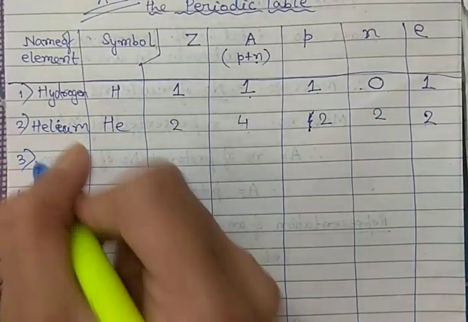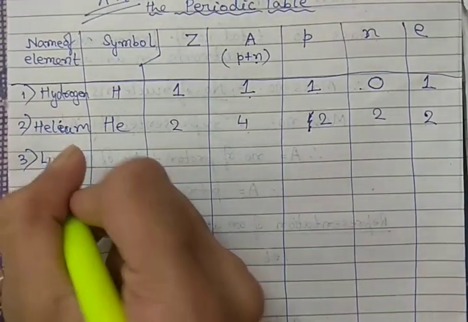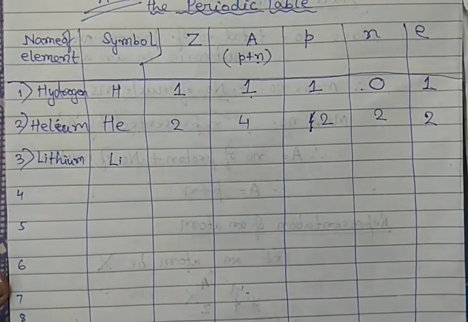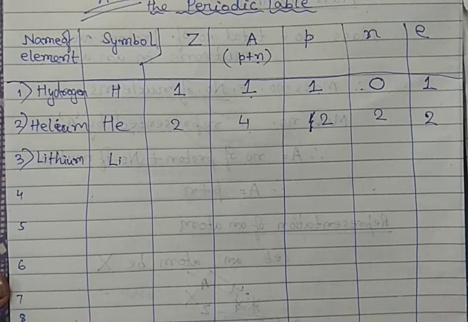Next element is lithium. What is the symbol of lithium? Lithium is represented by Li. What is the atomic number of lithium? Atomic number of lithium is 3.